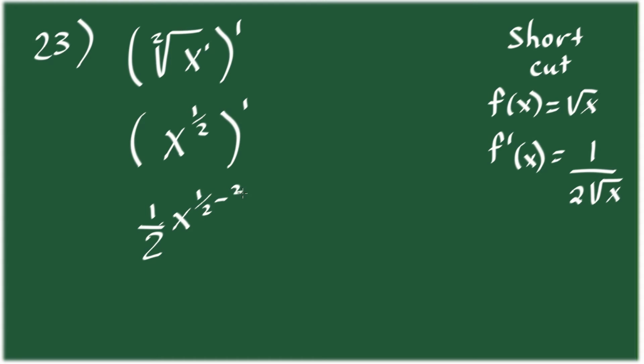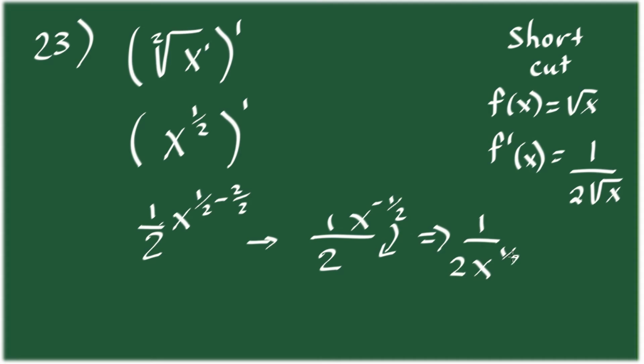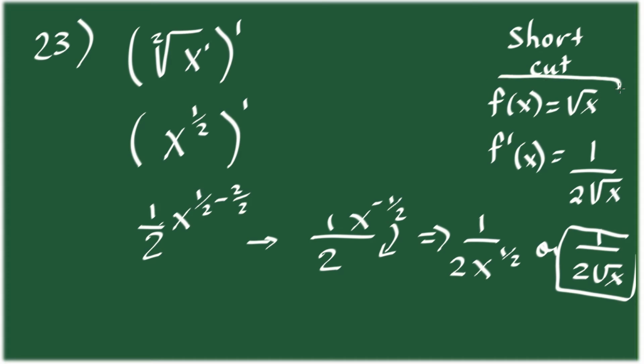That minus 1 in the form of 2 over 2. So that is 1/2 x to the negative 1/2. And then you move it down, which is 1 over 2 x to the 1/2. Then you write it back in radical form, which is 1 over 2 square root of x. So you can see how long the process will be if you don't use the shortcut. You just have to memorize this: the derivative of the square root of x is always 1 over 2 square root of x.